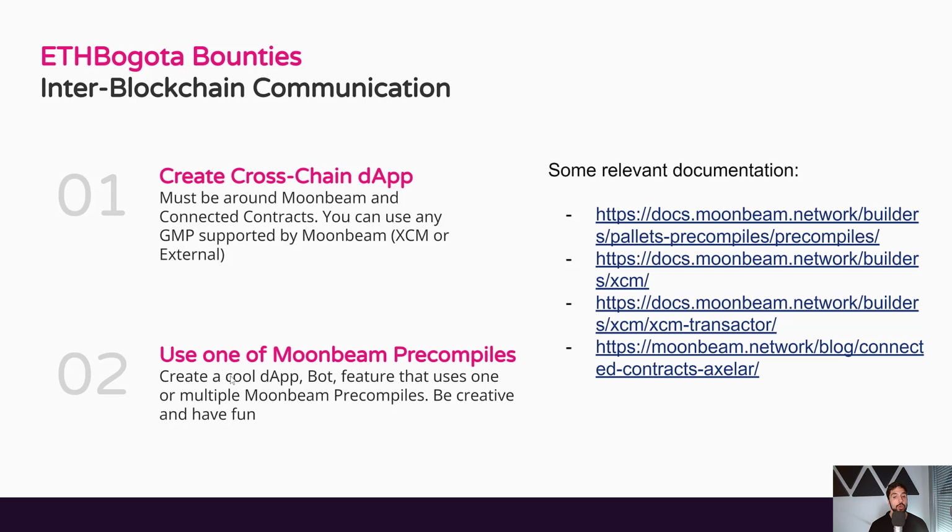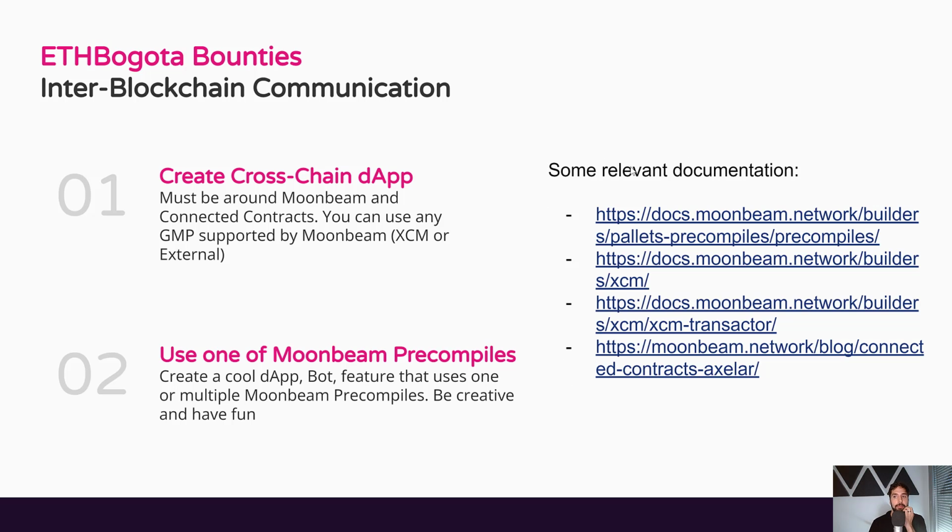The second one is to use one of Moonbeam's precompiles. The idea here is that you can create a cool dApp, bot, or feature that uses one or multiple Moonbeam precompiles. Be creative and have fun. If it's related to inter-blockchain communication, it's better, but it doesn't really have to be, right? You can create any sort of dApp, bot, or feature that just uses Moonbeam precompiles, just to show how powerful precompiles are.